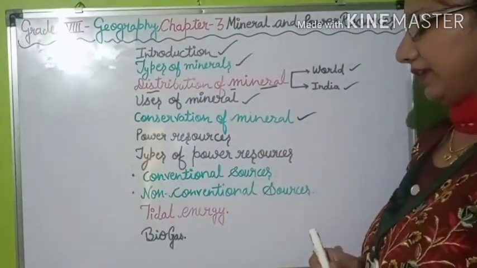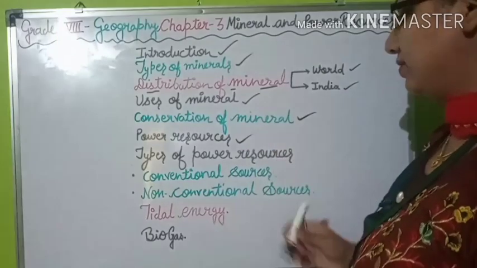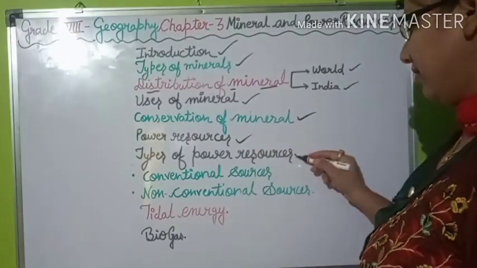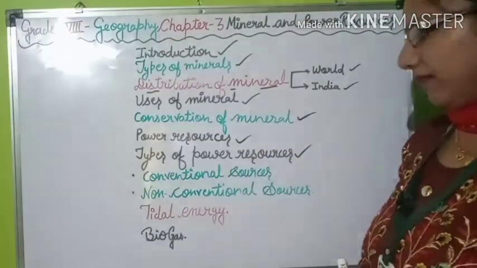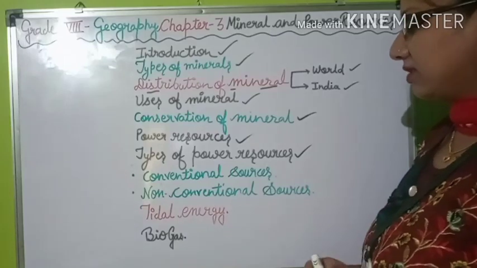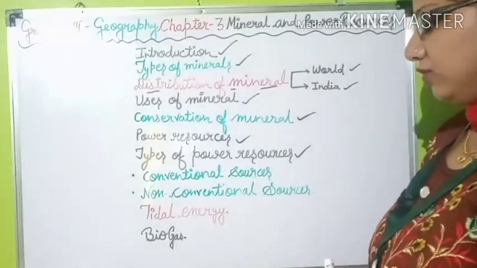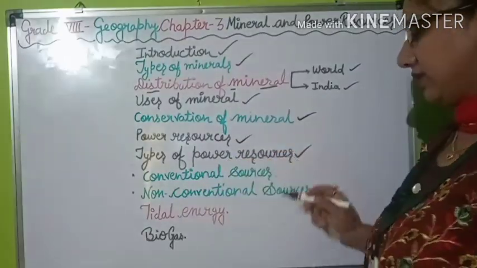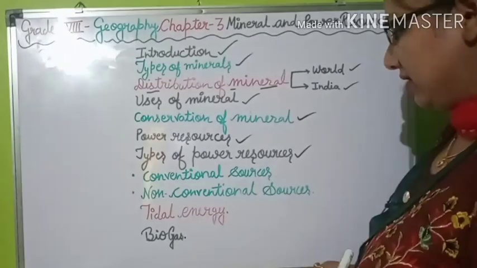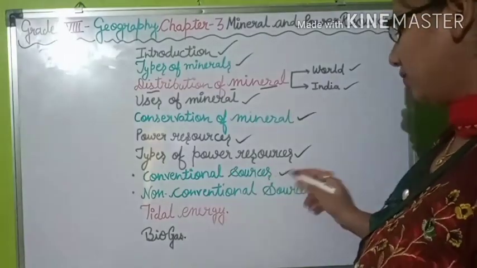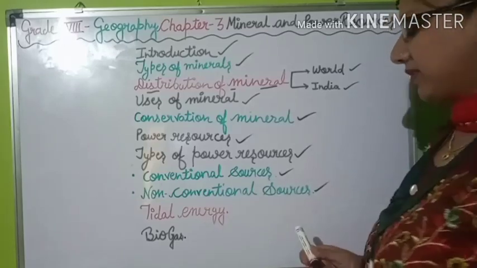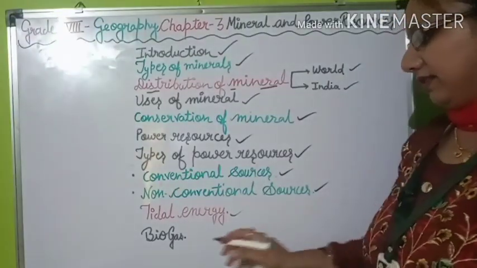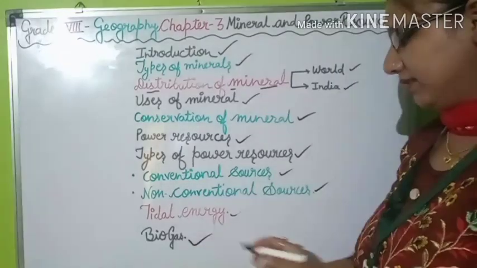Then our next topic is power resources, in which, as usual, first we will see the types of power resources. The power resources are divided into two parts: conventional and non-conventional. So in the types of power resources we will see two more subtopics, the conventional source and non-conventional source. Then we will see tidal energy, and then the last topic of the chapter, that is biogas.